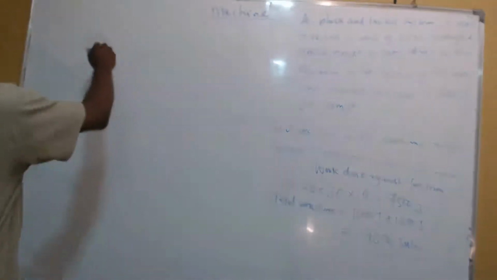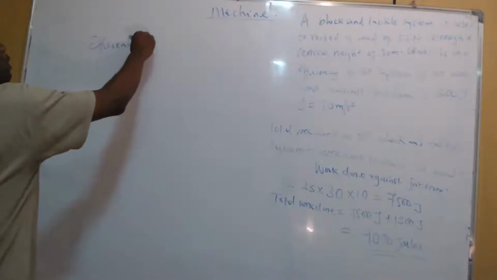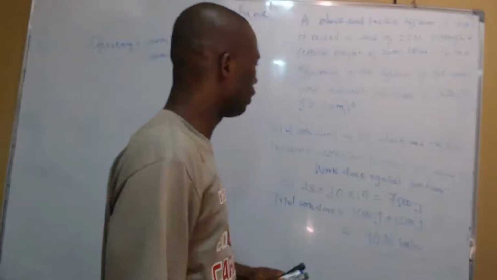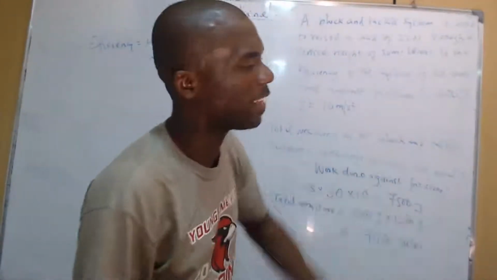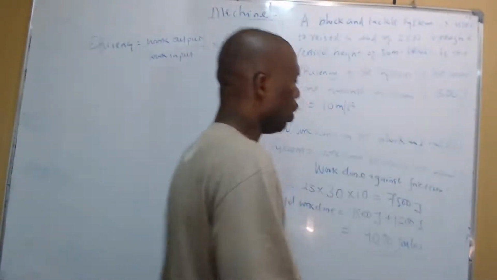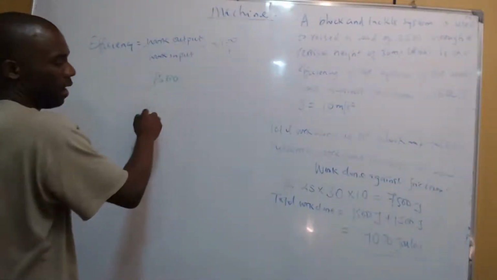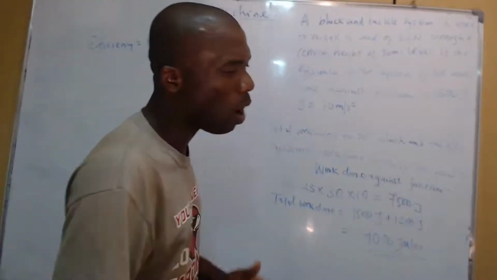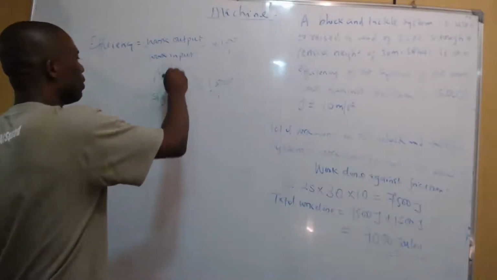Now, efficiency is work output done to raise the load through a vertical height of 30 meters. So it is 7,500 all over. Now, work input is the total work in the system. Two zeros will be against 2 0, 1 0 will be against 1 0.